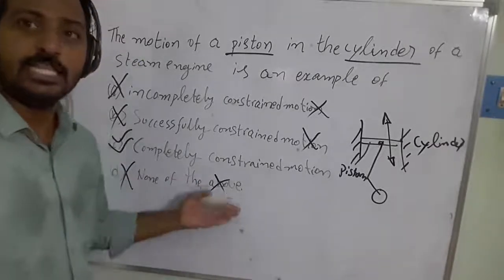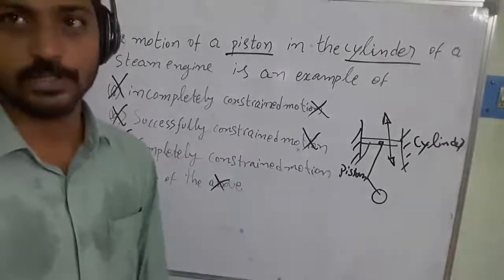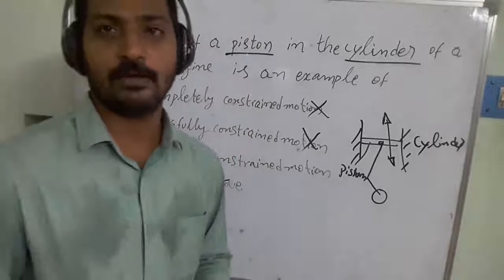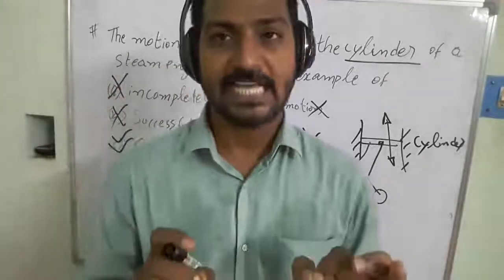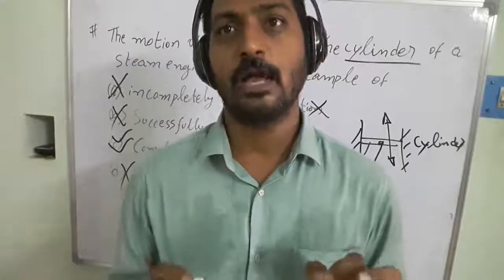In this way, we solve the problem through theory as well as objective type questions. I hope you got clarity regarding what a kinematic pair is, what a pair is, and the different types of motions. I hope. Thank you.